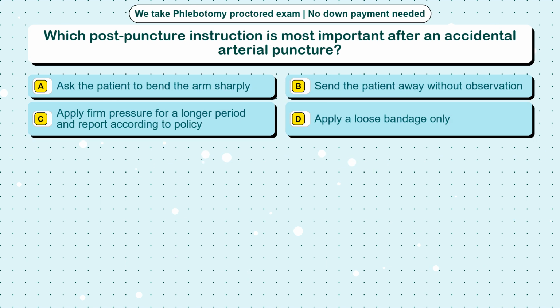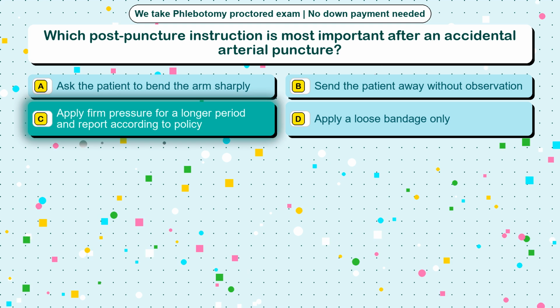Question 17. Which post-puncture instruction is most important after an accidental arterial puncture? Option A. Ask the patient to bend the arm sharply. Option B. Send the patient away without observation. Option C. Apply firm pressure for a longer period and report according to policy. Option D. Apply a loose bandage only. The correct answer is option C.